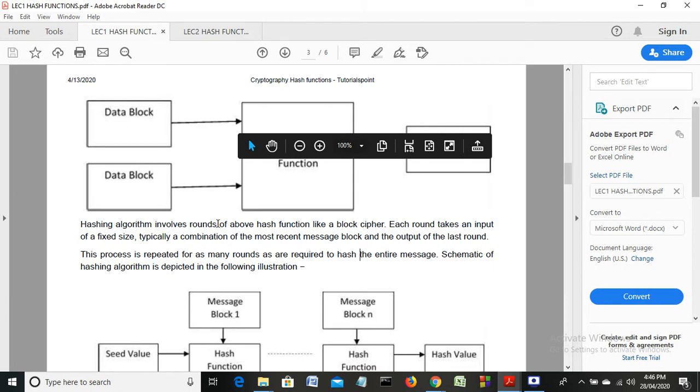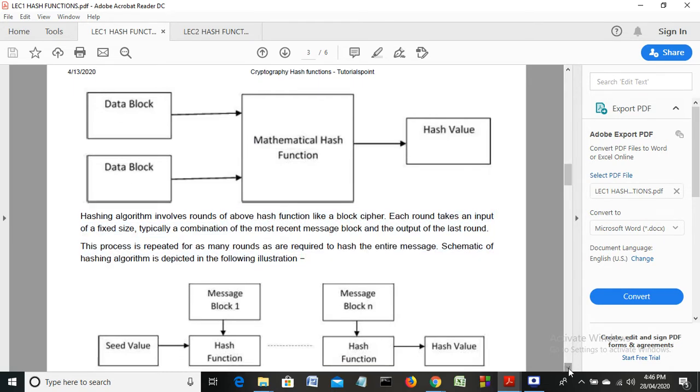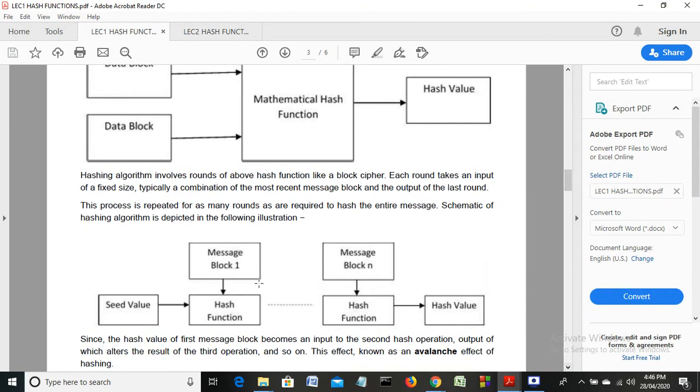Hashing algorithms involve rounds of the above hash function, like a block cipher. Each round takes an input of a fixed size, typically a combination of the most recent message block and the output of the last round. This process is repeated for as many rounds as required for hashing the entire message. So we have message blocks 1, 2, n, and then we hash with the seed value, and finally we get the hash value.